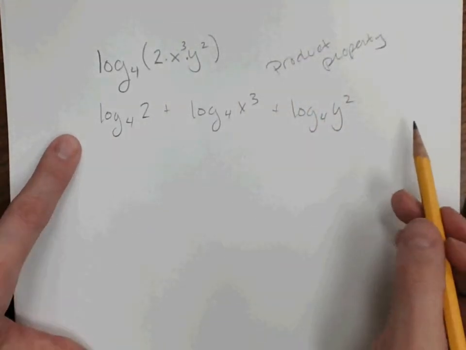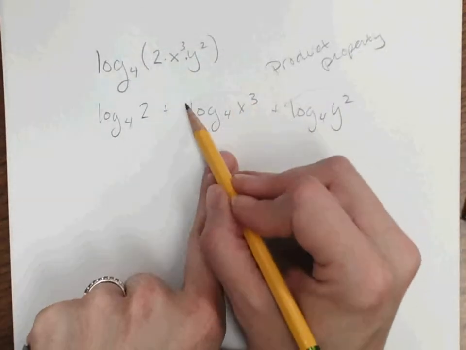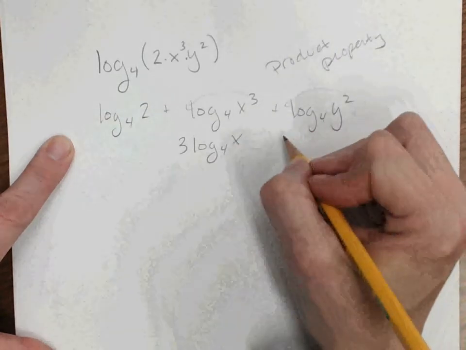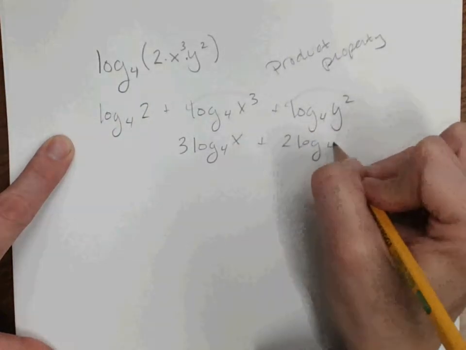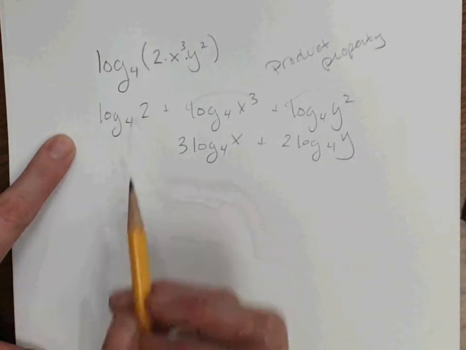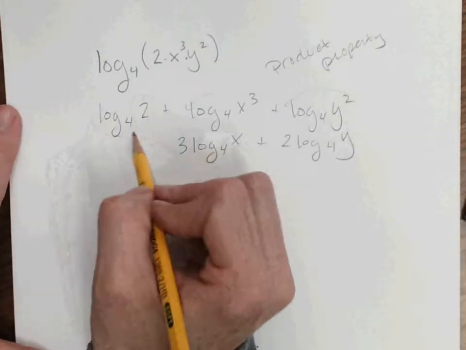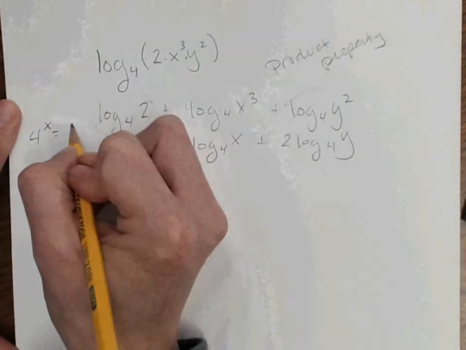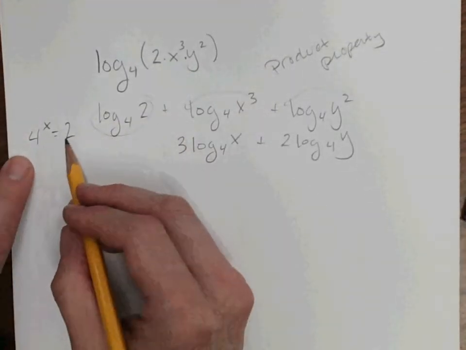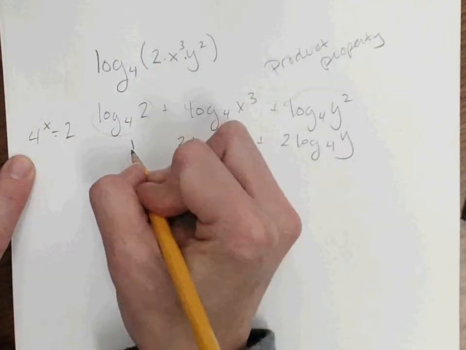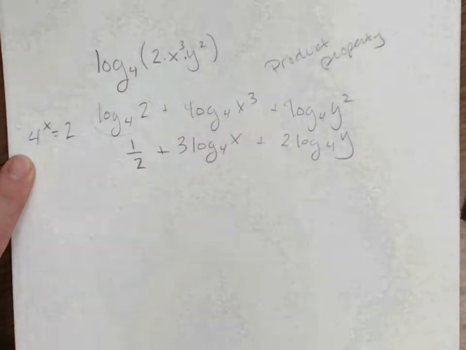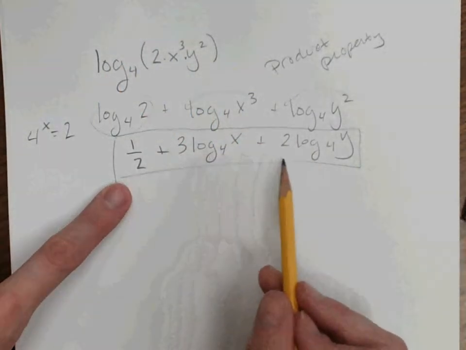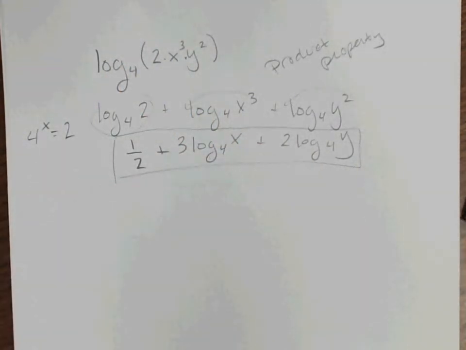Okay, now I can use the power property to bring those down in front. So this is going to be 3 log 4x plus 2 log 4y. But this one's kind of special. This one is actually something that I can simplify. Remember, the question that I'm asking is, 4 to what power is equal to 2? Ooh, I have to take the square root to get there, right? Remember, a square root is just a power of 1/2. So I was able to take this piece right here and break it down into all these pieces, simplifying as much as I could.